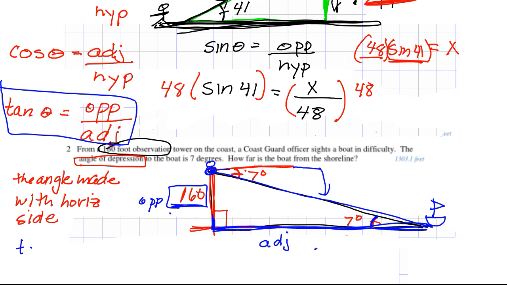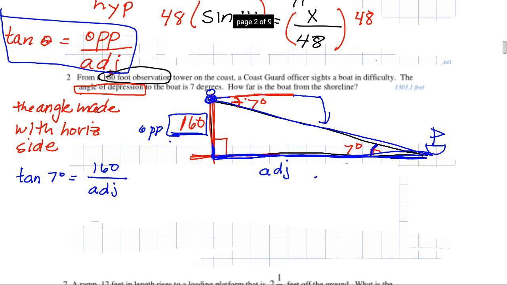The tangent of 7 degrees is equal to the length of the side opposite, which is 160 feet, divided by the length of the side adjacent, which is what we don't know. Now, be careful. A lot of people forget algebra. Still have to do algebra correctly here. In order to solve for the adjacent side, first I have to multiply both sides by the variable ADJ, the adjacent side.